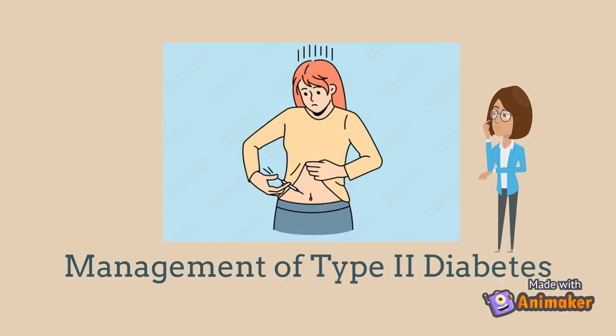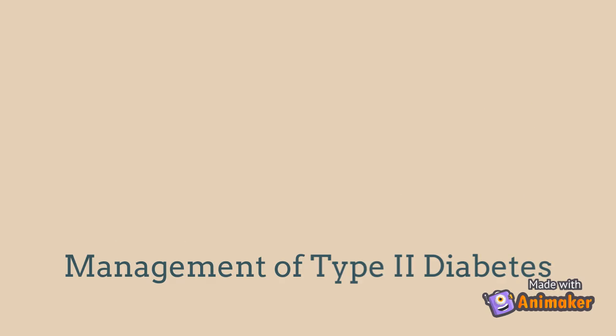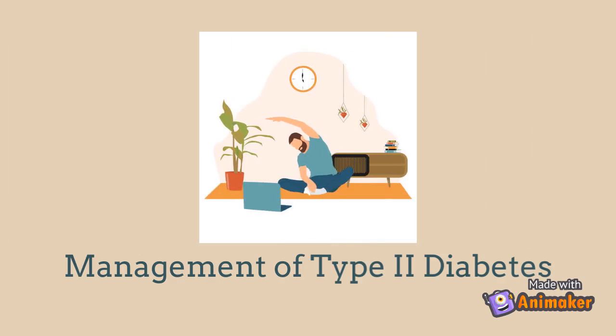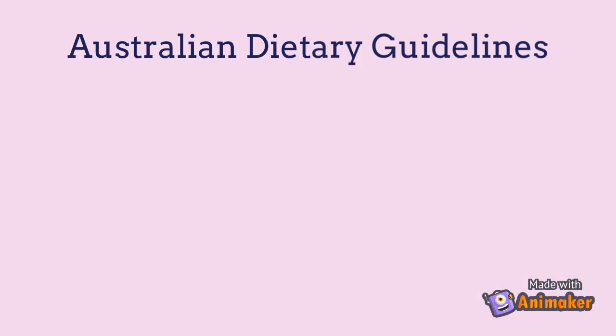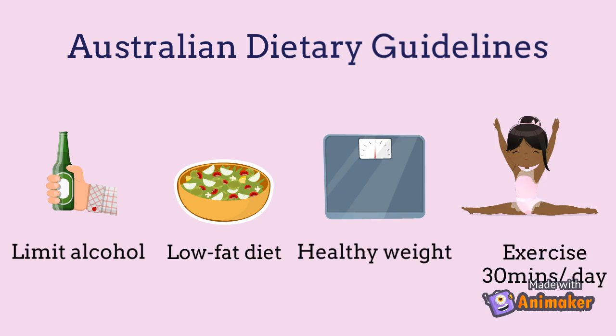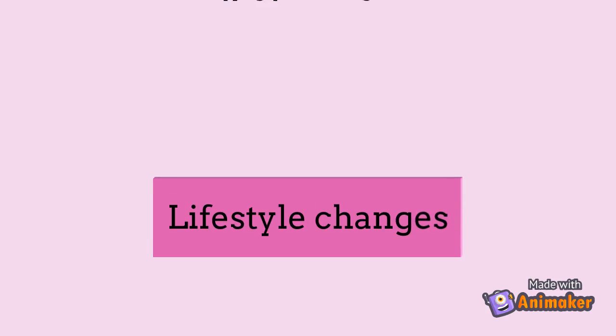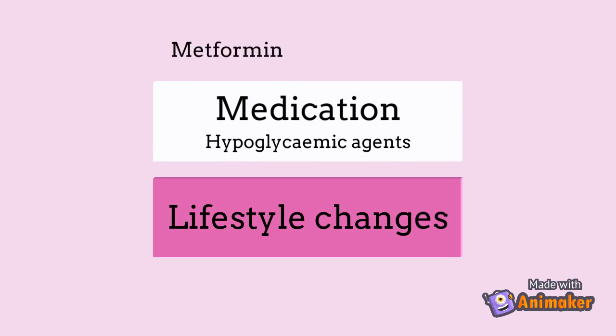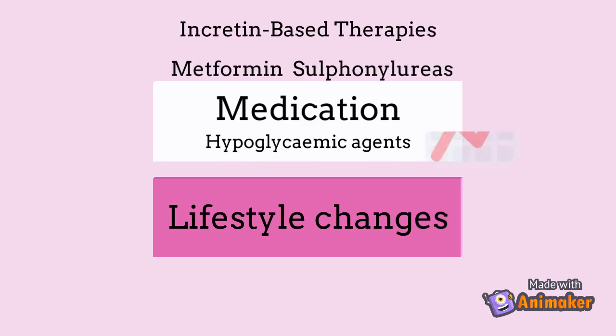Lastly, how do we manage type 2 diabetes? The mainstay of type 2 diabetes management is through lifestyle changes such as diet, exercise, and maintaining a healthy weight. According to the Australian Dietary Guidelines for diabetic patients, one should limit alcohol consumption, eat a diet low in fats, maintain a healthy weight, and exercise at least 30 minutes a day. If lifestyle changes are insufficient, medication to lower blood sugar levels will be incorporated in a progressive manner.